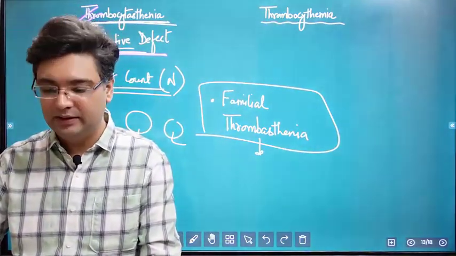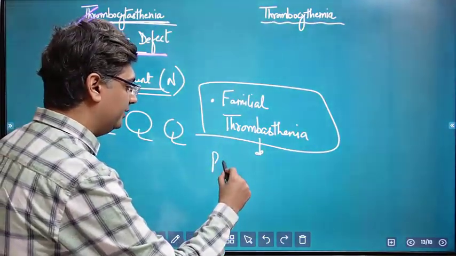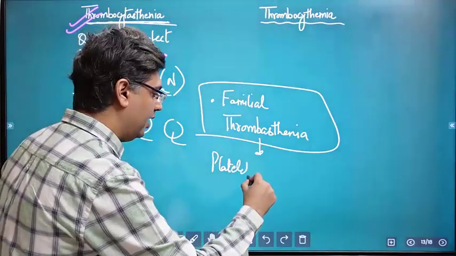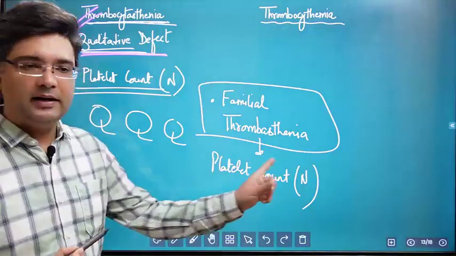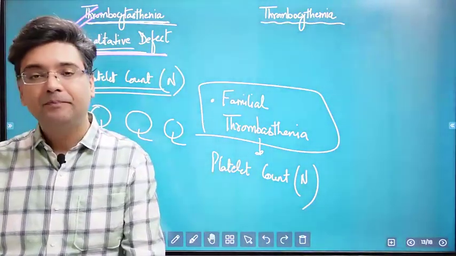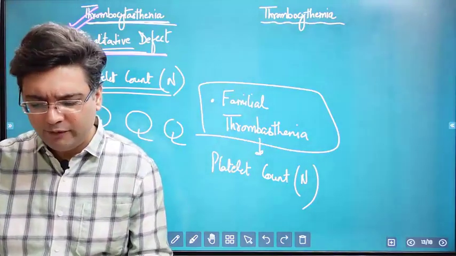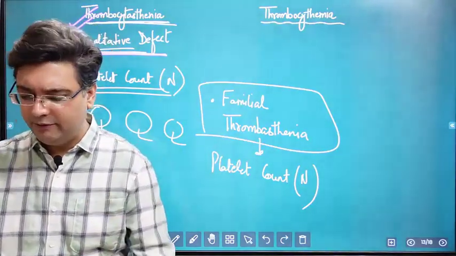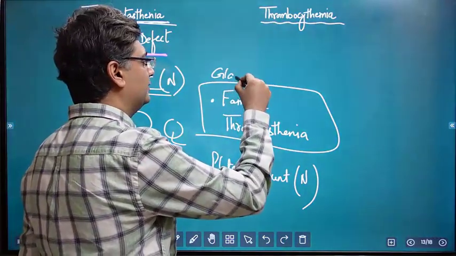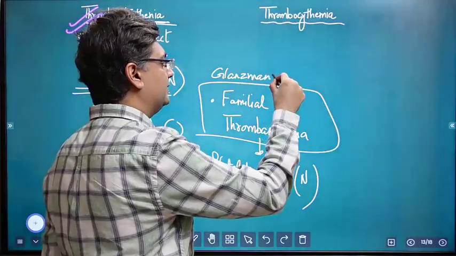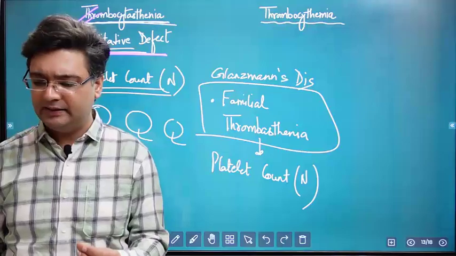And here the platelet count is completely normal. When the platelet count is normal, the platelets are completely okay in number, but they are not working fine. What is the other name of familial thrombasthenia? It is also called Glanzmann's disease.